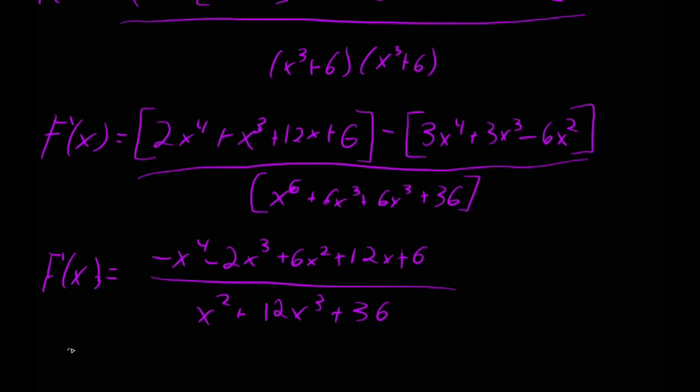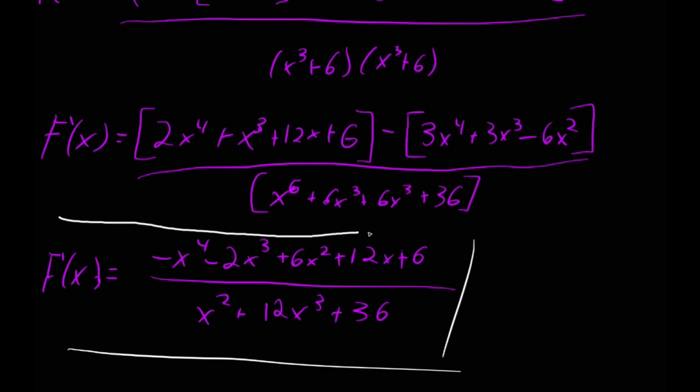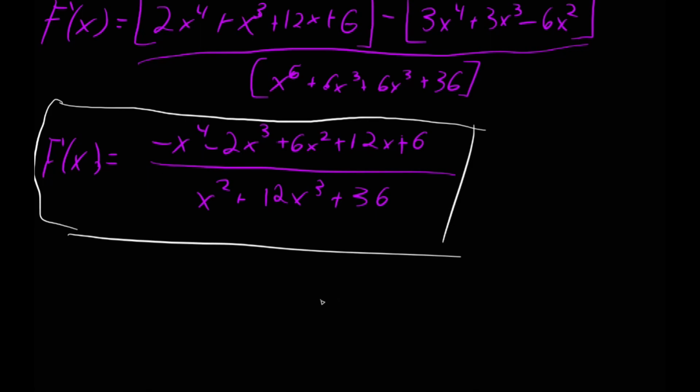Our derivative is, very unfortunately, because it's very large, very painful to look at. Negative x to the fourth minus 2x cubed plus 6x squared plus 12x plus 6 over the quantity of x squared plus 12x cubed plus 36. Wow. But that is correct.